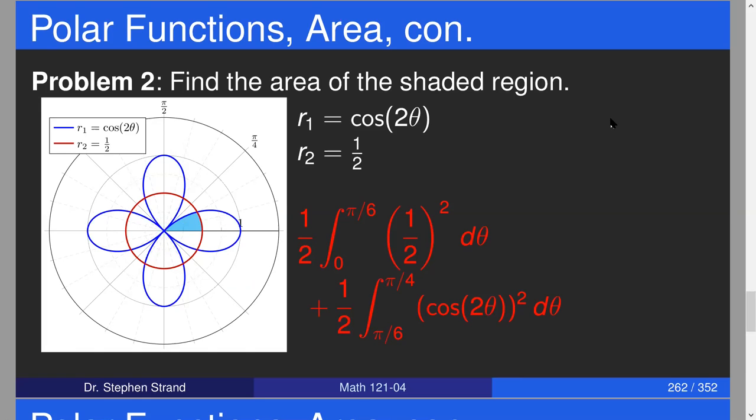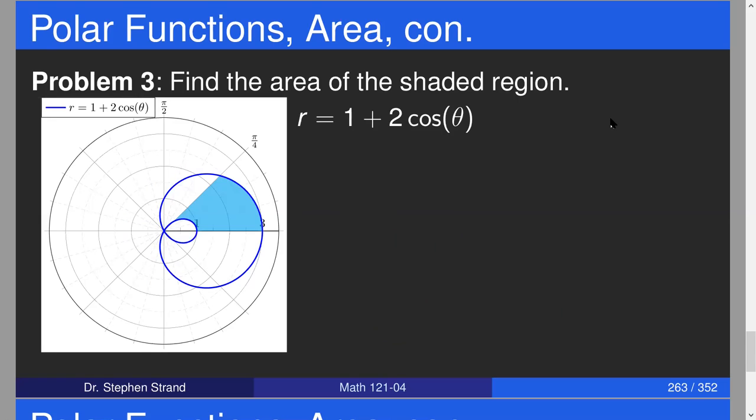All right, one more. I would like you again to pause the video and try to find the area of the shaded region. So in this case, this one is actually a little bit tricky because finding the angle bounds is a little bit weird. It looks at first like we're going to have to do subtraction, and it turns out that that's correct.